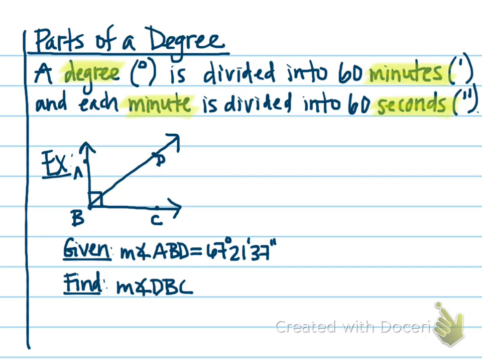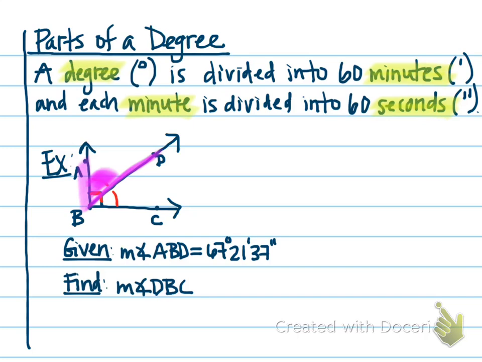Okay, here's another example. You've got this picture. It looks like a couple of angles. You see this little right angle right there, that little box, which means together these two angles make up 90 degrees. And then down here it says given and find. A lot of the problems in the book are going to look like this. What's given to you is that the measure of angle ABD equals 67 degrees, 21 minutes, and 37 seconds. Angle ABD, that's this angle right here on the top. They want us to find the measure of angle DBC.